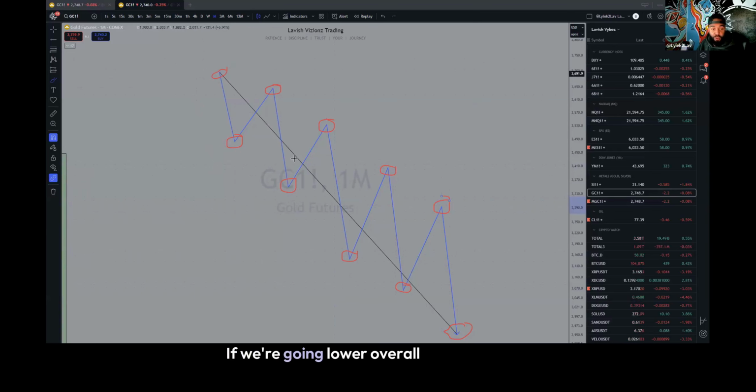If we're going lower overall, the first word will always be lower. Now, we only got two options. It's either a lower low or a lower high. So if we're always going lower, then the first point we're starting at is probably a high. So now we have that lower high and we have a lower low.